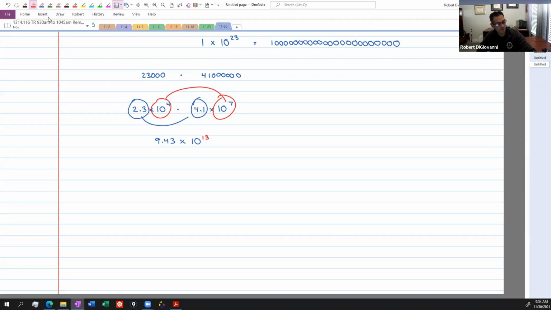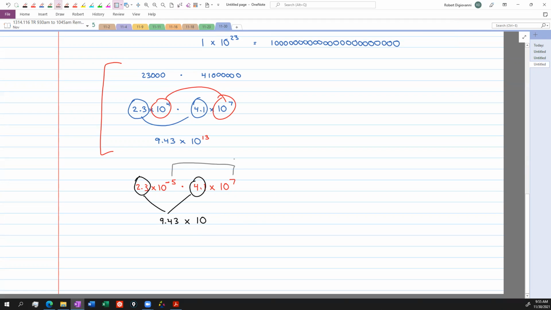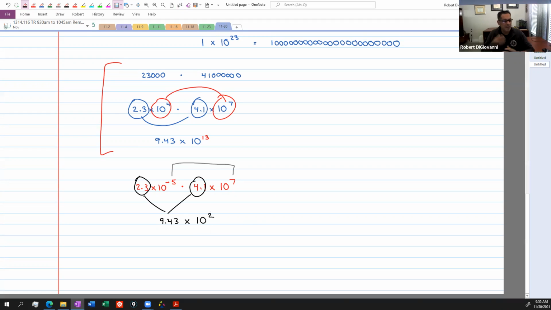I'll show you another example. Let's say we took the number 2.3 times 10 to the negative 5 and multiplied that times 4.1 times 10 to the 7. So this is a very small number multiplying a very big number. Again, we would take the 2.3, multiply times the 4.1, which we did up here already. So that gives us 9.43. And then we say times 10 to the what? What power would I have here? 2. Yeah, you take these two numbers and add them up. So negative 5 plus 7 is 2. So you get that. So it just makes it easier to work with. That's really all it's about, is making things easier to work with.